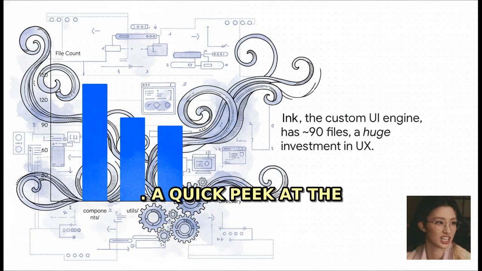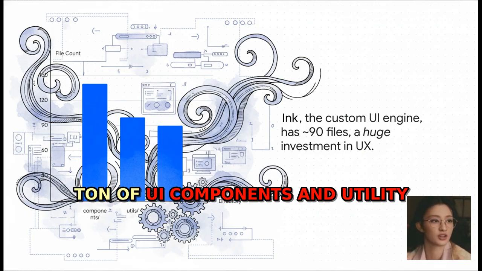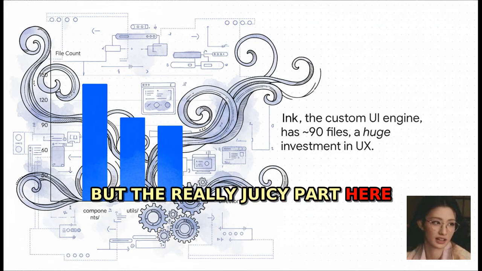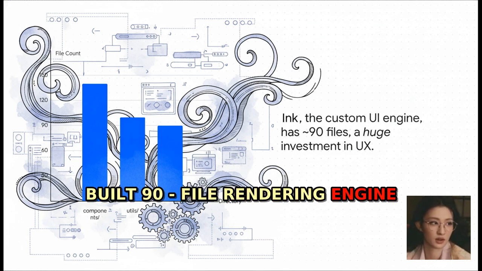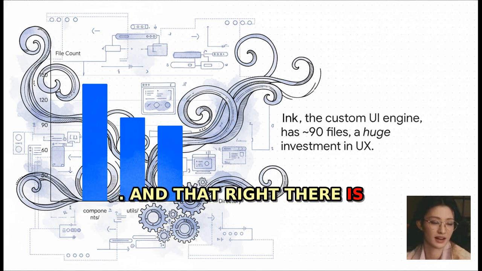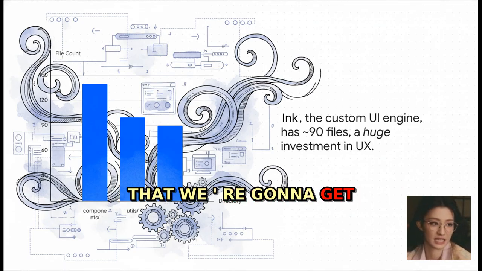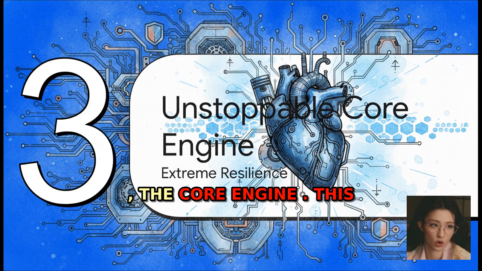A quick peek at the code structure actually gives us some big clues. You see a ton of UI components and utility files. That makes sense. But the really juicy part here, that third one, Ink. That is a custom-built 90-file rendering engine. And that right there is a huge tell about the deep, deep investment in user experience that we're going to get into later. And that brings us to our first deep dive, the core engine.